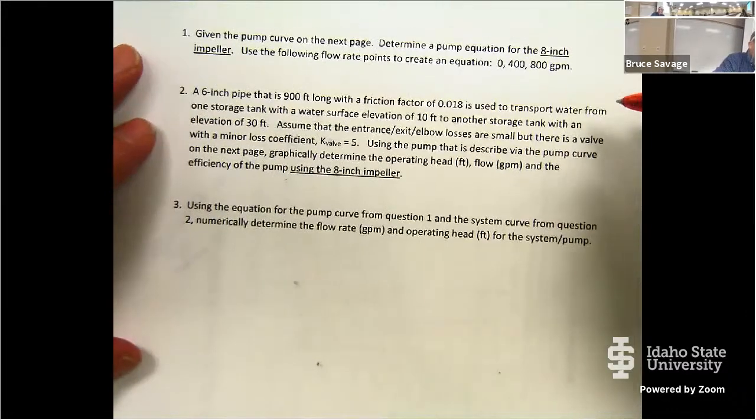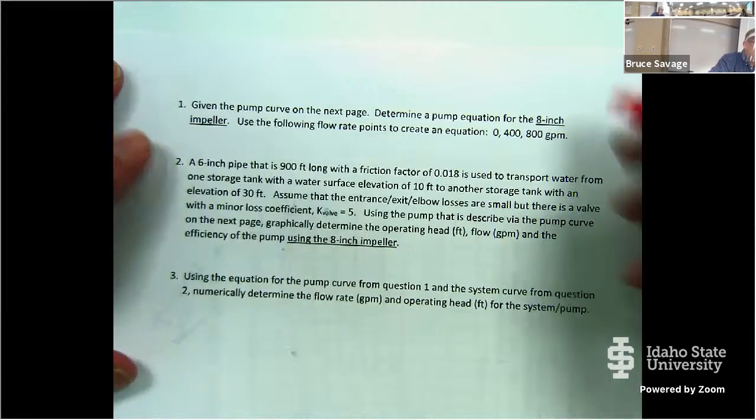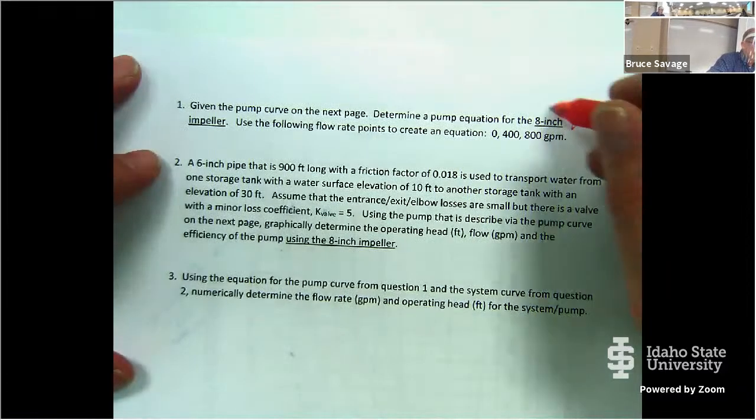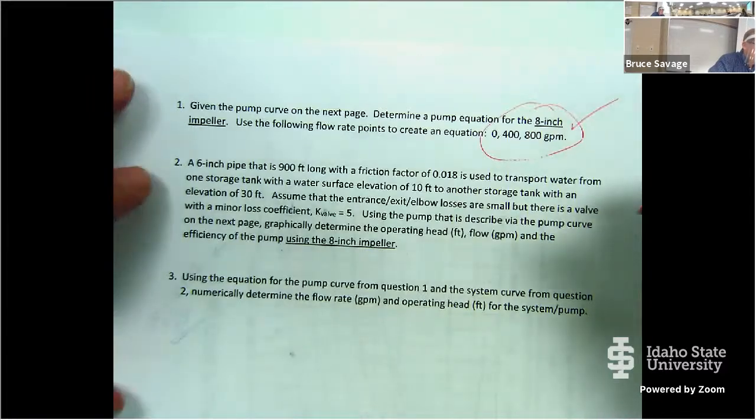So given the pump curve on the next page, which is what we looked at, determine a pump equation for the 8-inch impeller. So we did that, okay? Except we did it for the 9.5, but still we went through the process, okay? So now let's look at this.